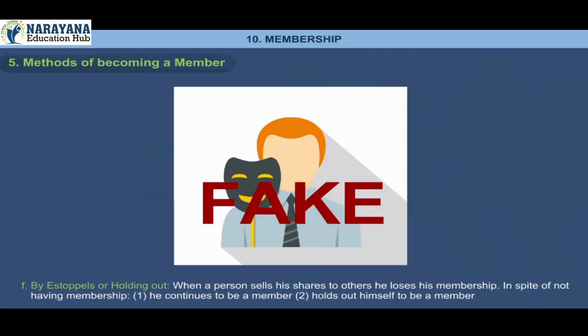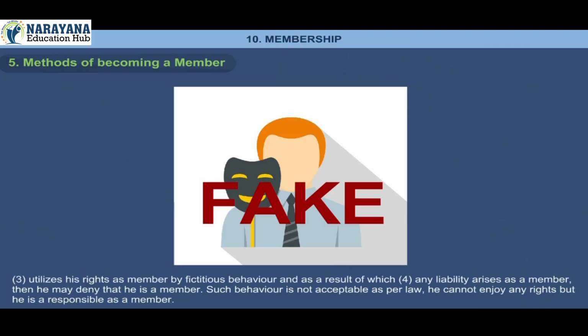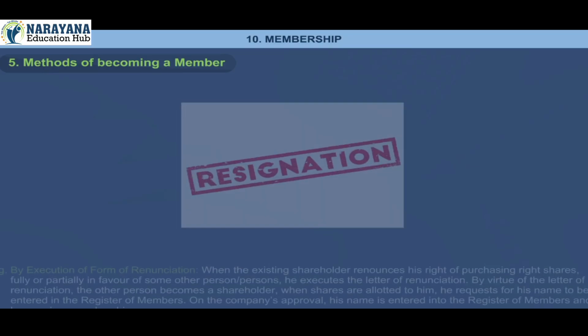F. By estoppel or holding out. When a person sells his shares to others, he loses his membership. In spite of not having membership, 1. He continues to be a member, 2. Holds out himself to be a member, 3. Utilizes his rights as a member by fictitious behavior, and as a result of which 4. Any liability arises as a member, then he may deny that he is a member. Such behavior is not acceptable as per law. He cannot enjoy any rights, but he is responsible as a member.